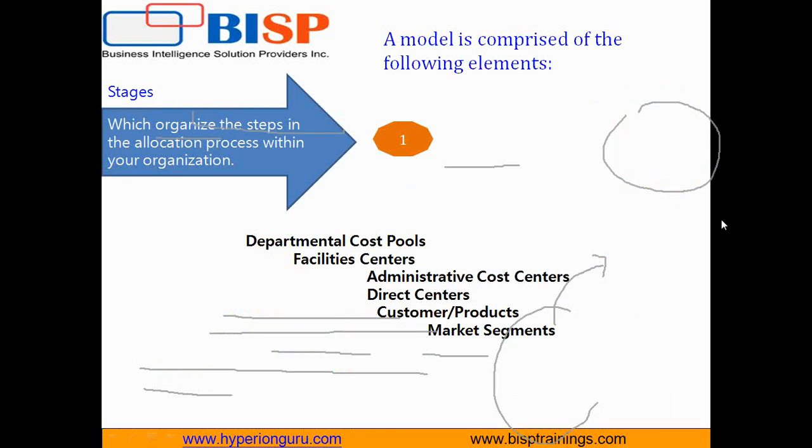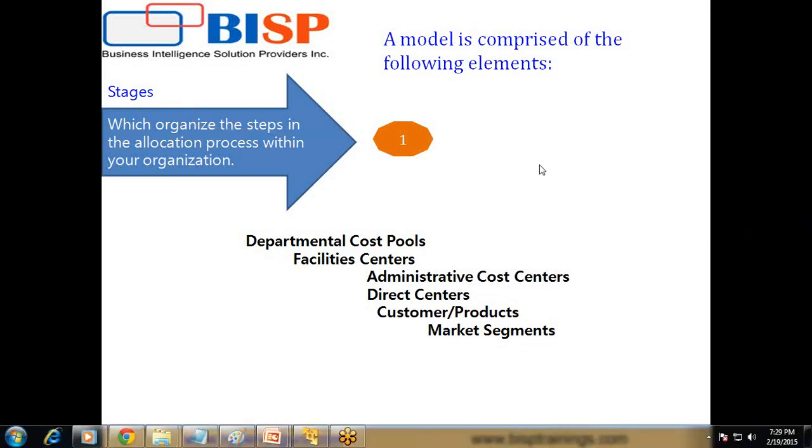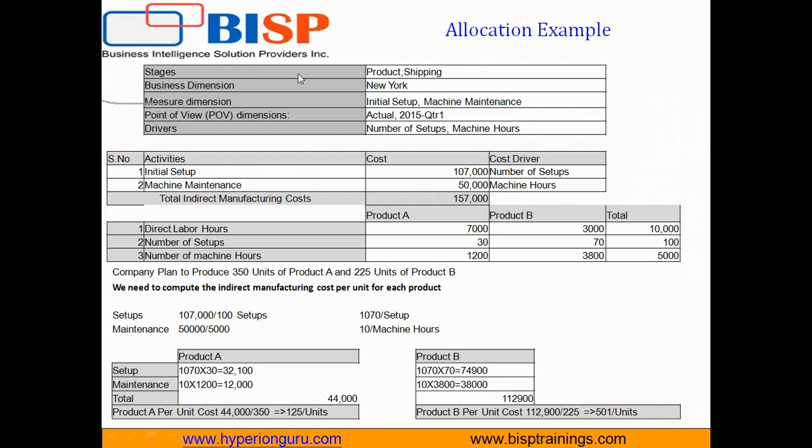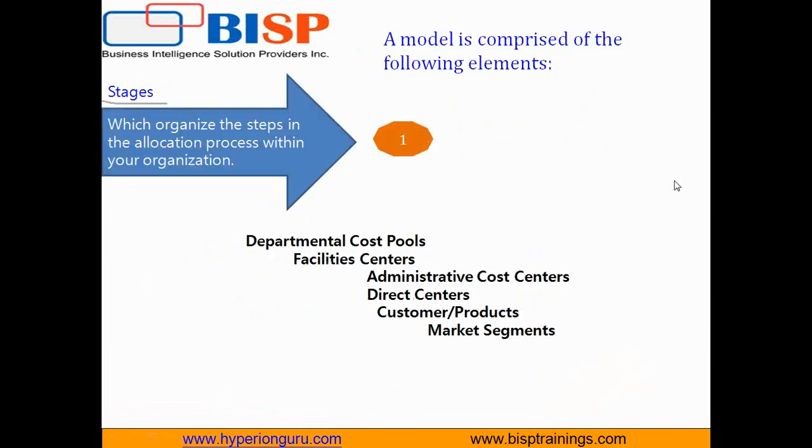This shows the important steps to build your HPCM cube. You see the first stage. Now if you go back to your requirement sheet, the ABC model I showed you just before, you find it there. I use stages. So the stages are product and shipping, right? In this example I show the stages are done in three steps. What is a stage?